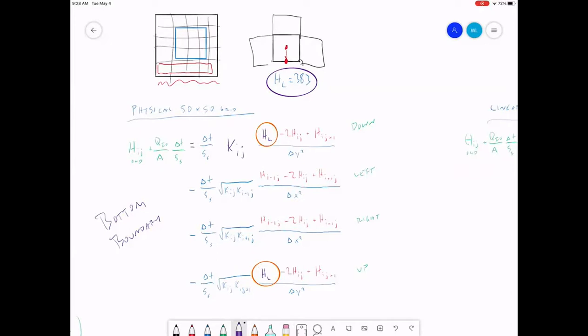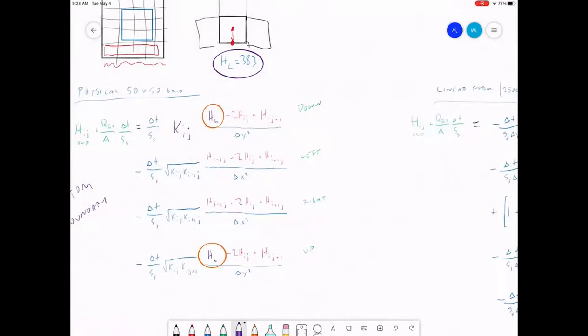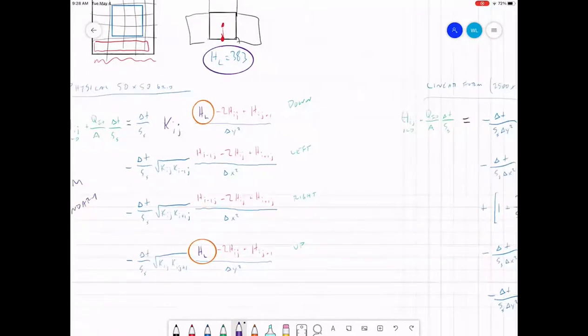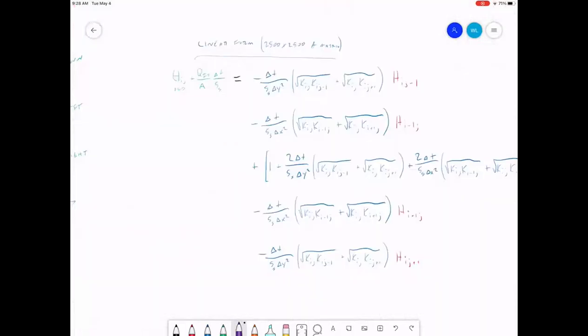Okay, now when we do all the algebra to get the linear form of our equation, we have to account for all the things we just changed here. So we come over here. Here's our linear form of the equation. And again, I'll show you where those problems were.